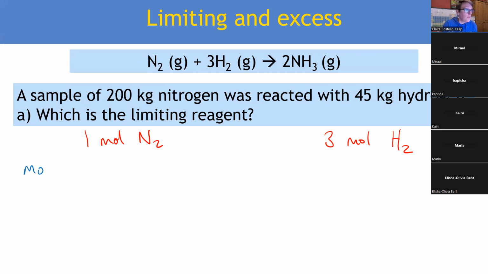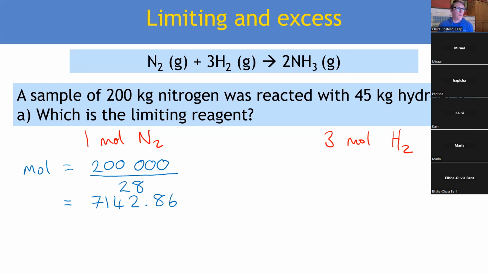So I'm going to do my moles is my mass over Mr. So my moles of nitrogen is 200,000. Next thing I want to point out is that it's N2, right? It's not N. So the Mr of nitrogen is 28, not 14. Okay, so it's a molecule. And that gets me an answer which is not very nice.